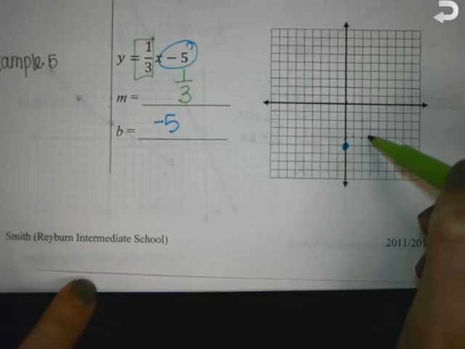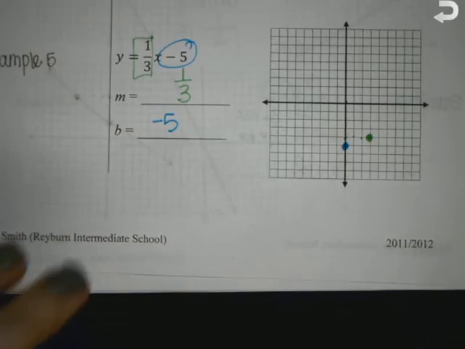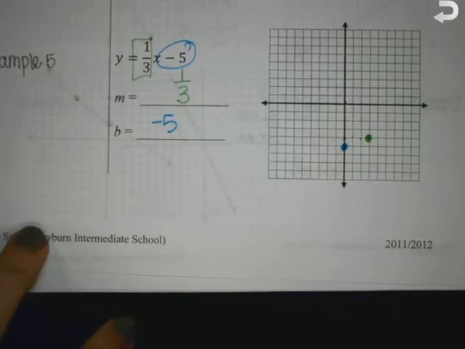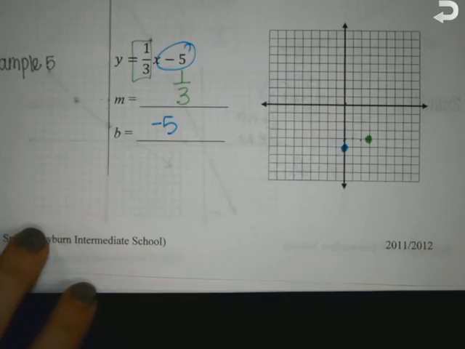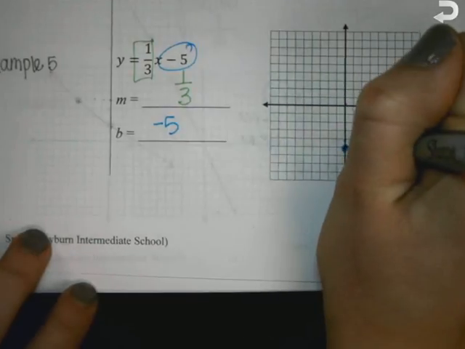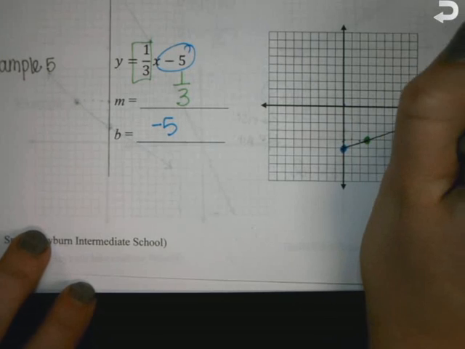And then, Kevin, what's my last step? I plotted the 2 points. What do I do next? Connect them. So, Michael, is that correct? No. I have to keep going.